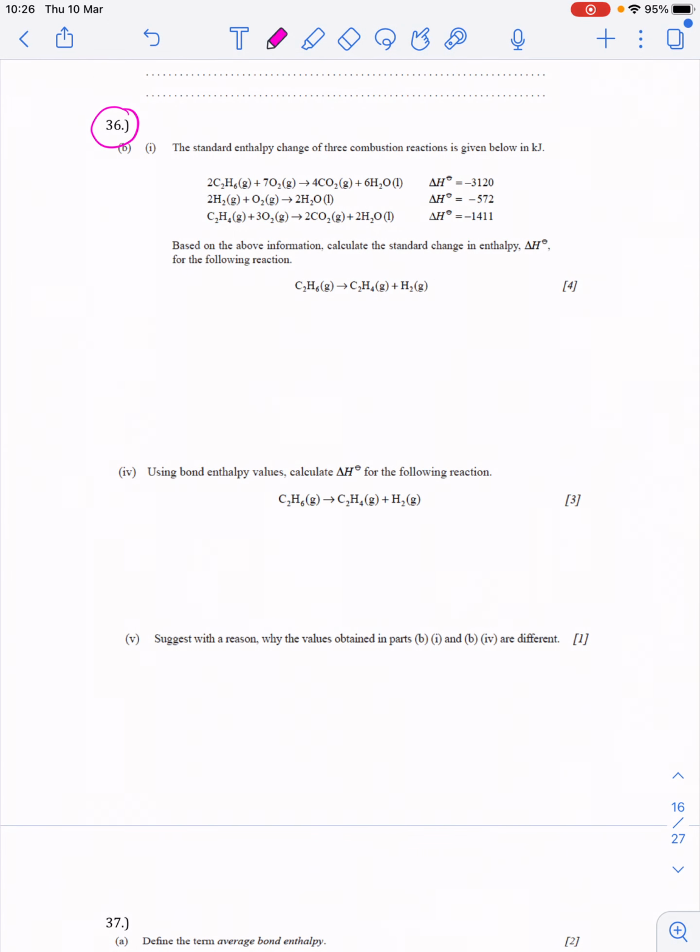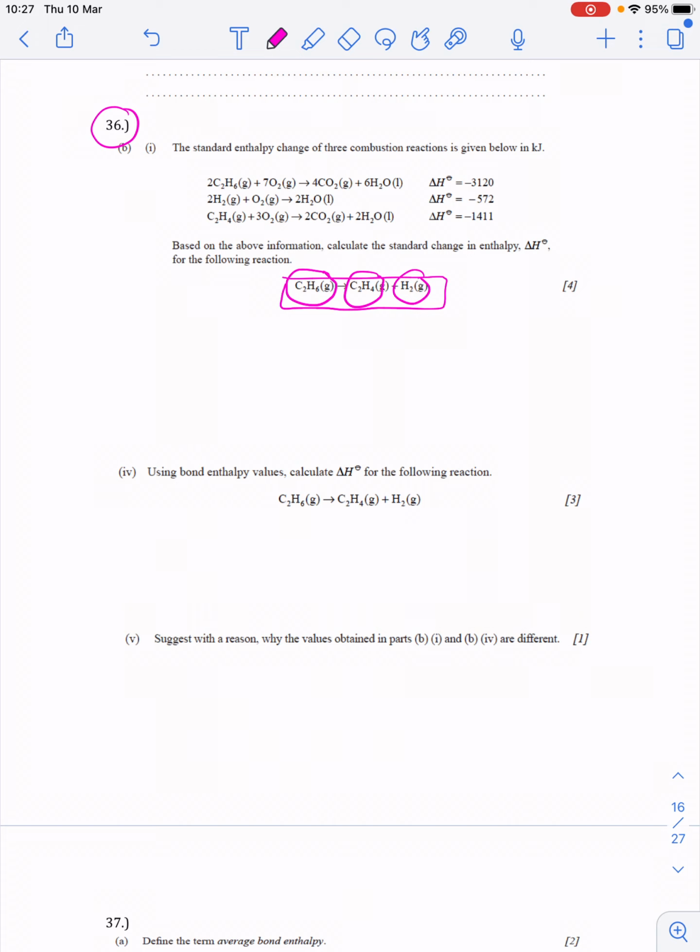Okay, solving question 36 here. They've given you three enthalpy changes, three equations, and now we've been asked to solve for the enthalpy change in a different equation. So this is Hess's law, the simultaneous equation method. Again, we really just need to focus on these three formulas, and the rest will work itself out.